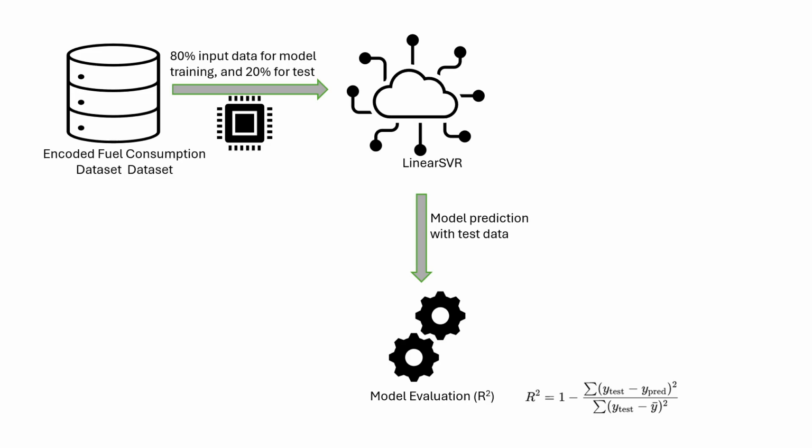We will reserve 80% of the input data for training and 20% for model prediction as test data. We use R-squared as the evaluation metric to evaluate the performance of the model. A higher R-squared value means higher accuracy of the prediction.